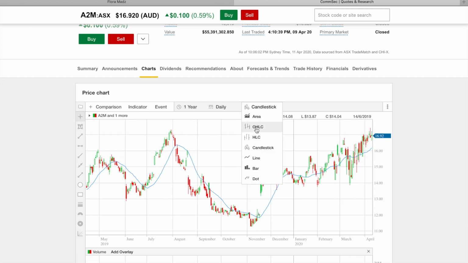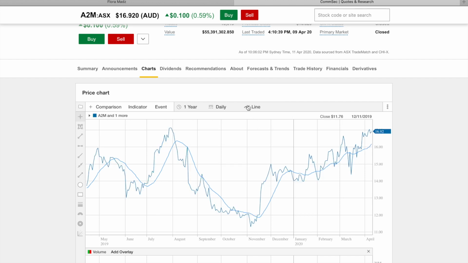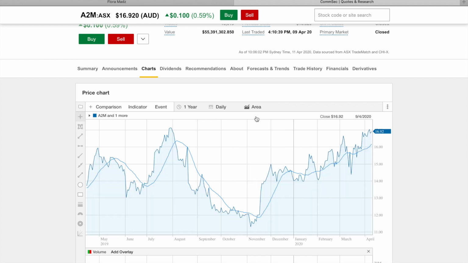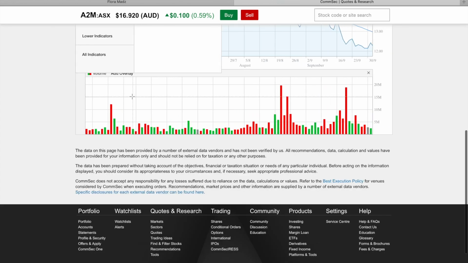There's some people who don't like that, because some people like line graphs, some people like bar graphs, some people just pick whatever floats your boat. So yeah, you can do different time frames. You can do it monthly, weekly, and you can use indicators.